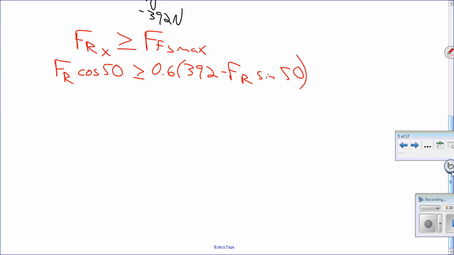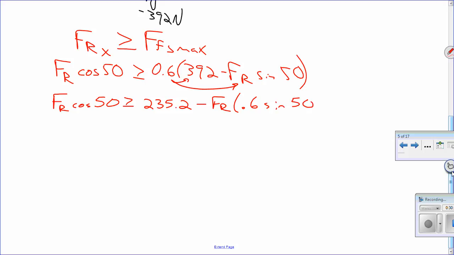You have to either divide both sides by 0.6 or distribute the 0.6. Do it however you want. F_R cosine of 50 is greater than or equal to, if you distribute, 235.2 minus F_R times 0.6 sine 50. So all I did there was distribute the 0.6.